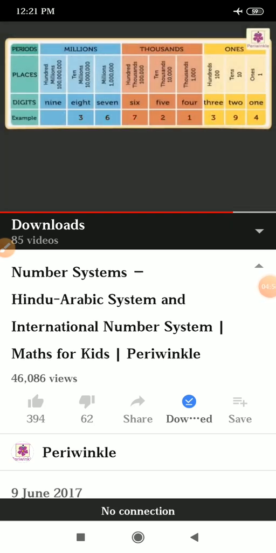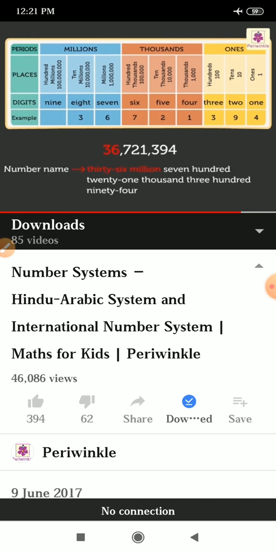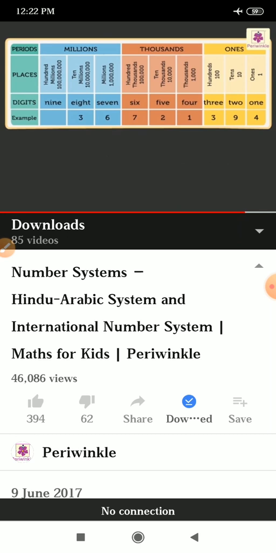Let us try one more example. We write this number as 190,063,108. We read this number as 190,063,108.